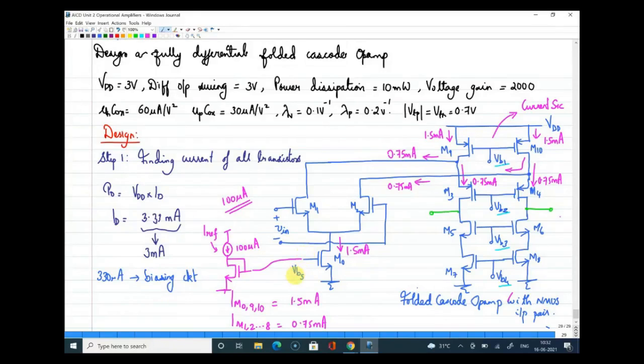How will I do that? I will size the transistors M0 and, say, MB. I will size these transistors in such a way that when MB is carrying 100 microamps, M0 will carry 1.5 milliamps. Thereby I am generating a bias voltage here, and that is given to the gate of M0.